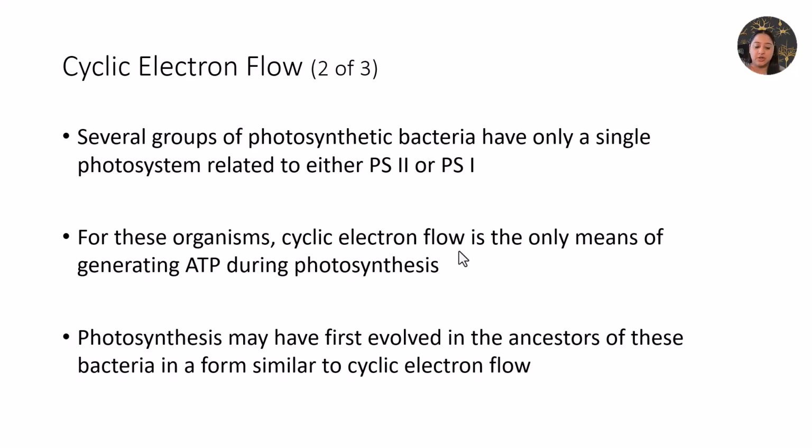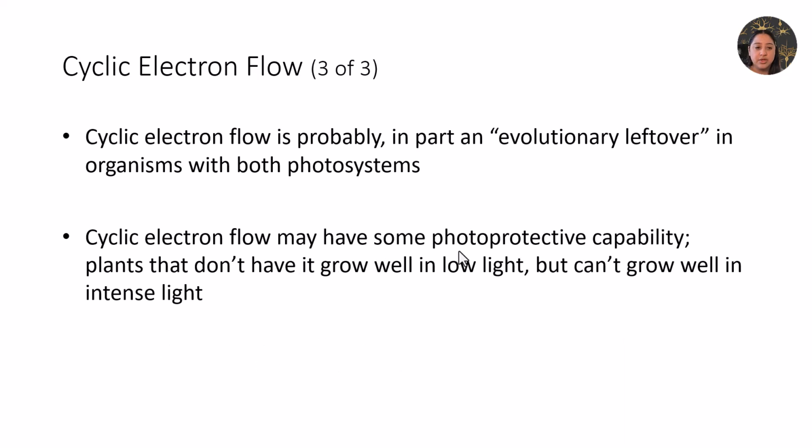So this isn't in all organisms. And so photosynthesis may have first evolved in the ancestors of these bacteria in a form similar to cyclic electron flow. So we think cyclic electron flow is probably in part an evolutionary leftover in organisms that have both photosystems.